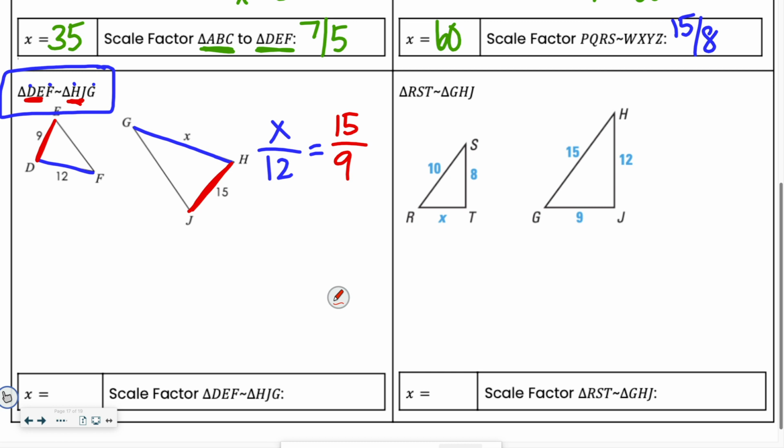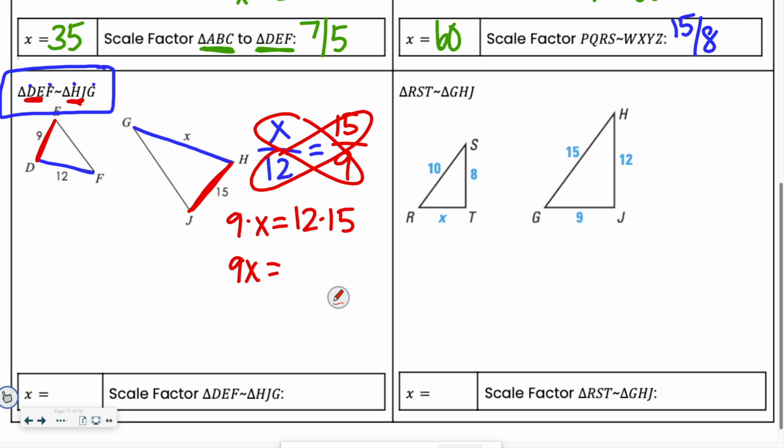Cross multiply. 9 times x equals 12 times 15. We know 9 times x is 9x. 12 times 15 is 180. Divide by 9. X equals 20.